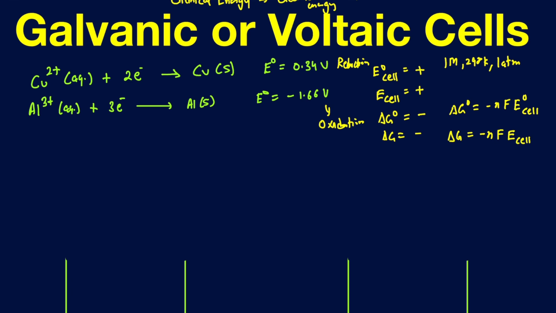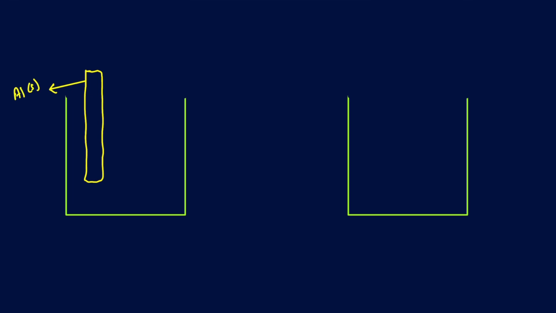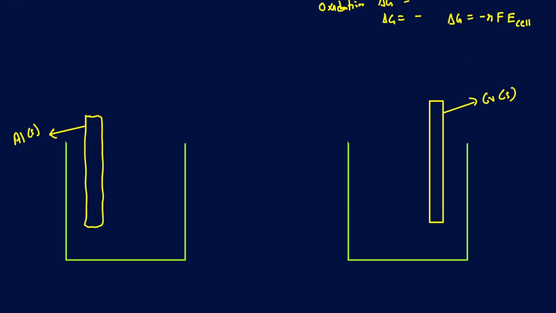All right, now I know I want to have the aluminum on the oxidation side. So have the aluminum electrode inserted here. On the left side, this is going to be your aluminum electrode, so aluminum solid. And on the right side, I'm going to have the copper electrode, that's going to be copper solid. Now I'm putting the oxidation on the left side and the reduction on the right side, but it's not a standard. You can have it the other way around.